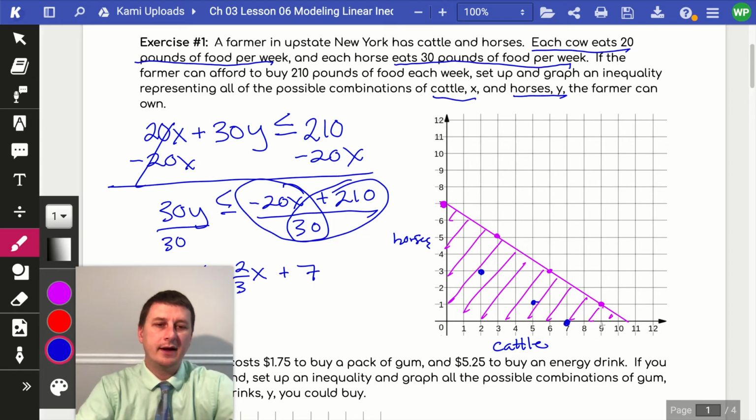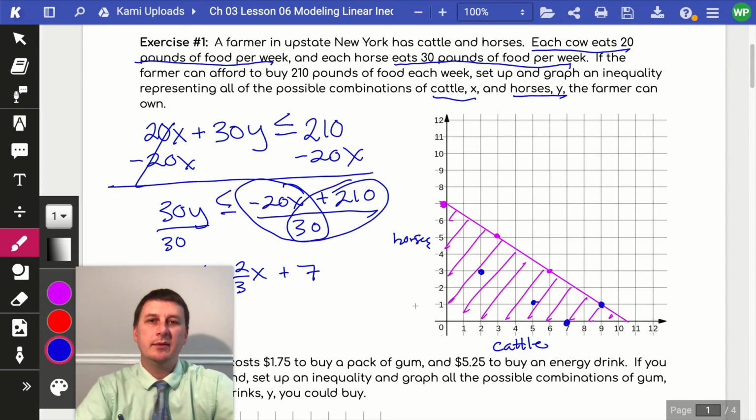Could he have 9 cattle and 1 horse? And the answer is yes, he can, because we are on a solid line here, which means it includes the points that are on the line. So it is possible for this farmer to have 9 cattle and 1 horse, because he will be able to afford to buy that 210 pounds of food per week to feed them.